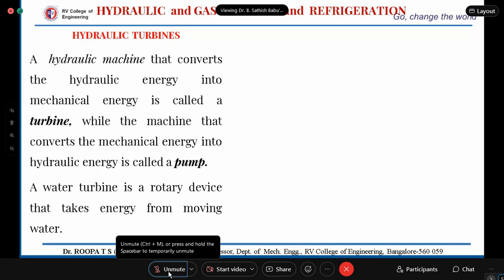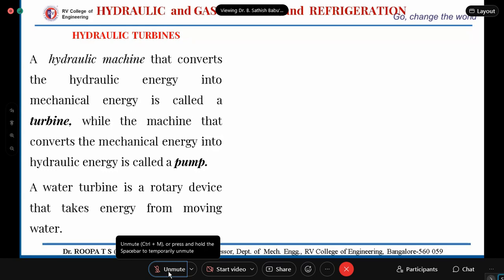So can anyone give me an example for this? A device which converts mechanical energy into hydraulic energy. Where can you see this? Simple, a day-to-day life example. Ma'am, tap. Ma'am, water tap.